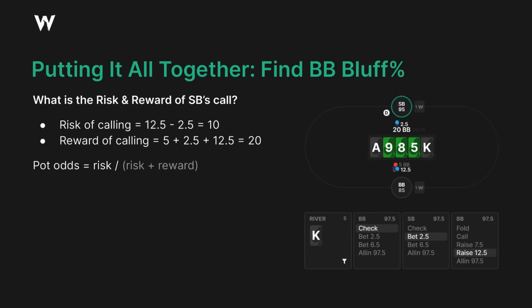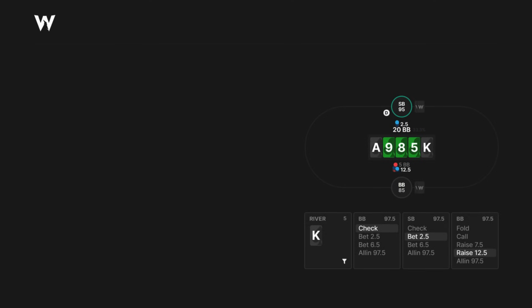Pot odds, again, can be expressed as a simple risk-reward calculation. 10 divided by 10 plus 20, 10 over 30, 1/3. So big blind should be bluffing 1/3 of the time because the pot odds are 33%. And if I want to find the break-even point of a bluff catcher, well, it's 33%.